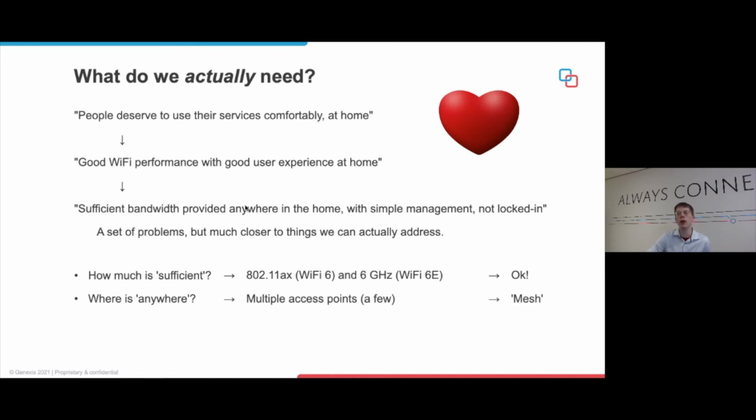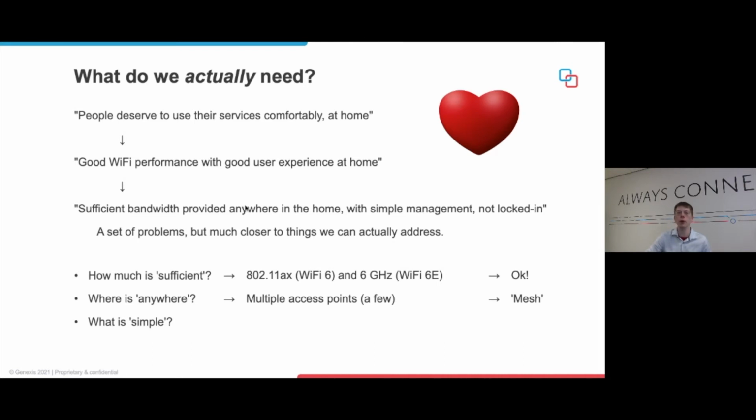And this is what we kind of call mesh, and I've put mesh in quotes here because it's not necessarily saying that we need a real mesh network with all the complications, but we need to somehow manage these multiple access points so that it behaves as a single network and the end user does not have to be afraid of where he is in the home.